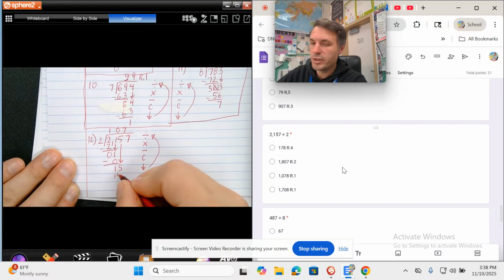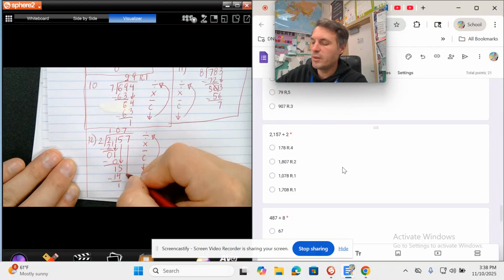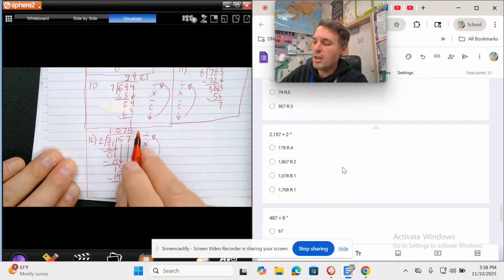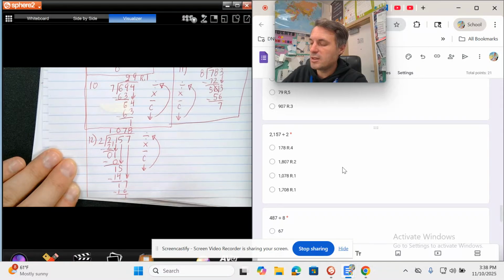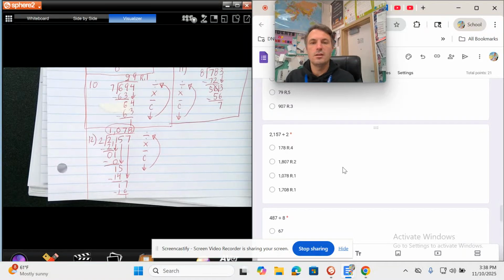7 times 2 is 14. 15 minus 14 is 1. Is 1 smaller than 2? Yes. We bring down the 7. Now we're fitting 2 into 17. What times 2 gets us closest to 17 without going over? That would be 8. 8 goes here. 8 times 2 is 16. And 17 minus 16 is 1. So the answer is 1,078.